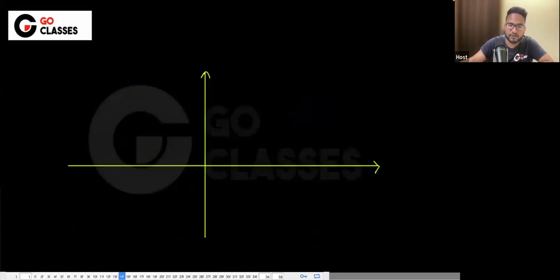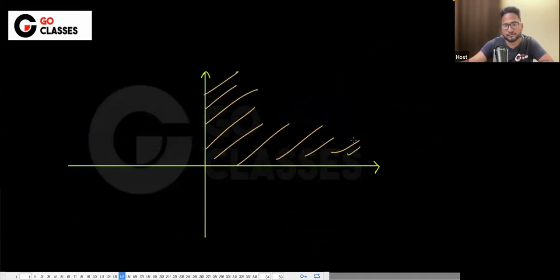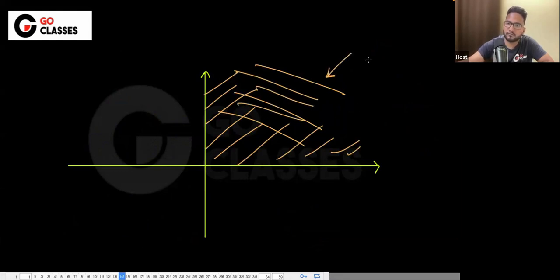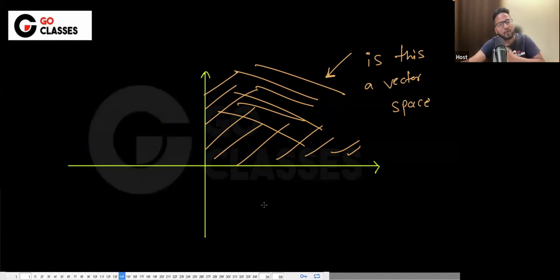For example, let's just take only this part. Is this part a vector space? Is this a vector space? Okay, just think about it. See, here x and y both are positive, right? x and y both are positive. Obviously, let's suppose 2, 3, or anything.